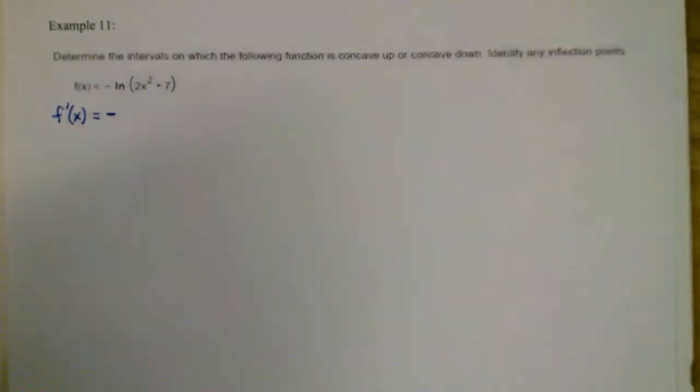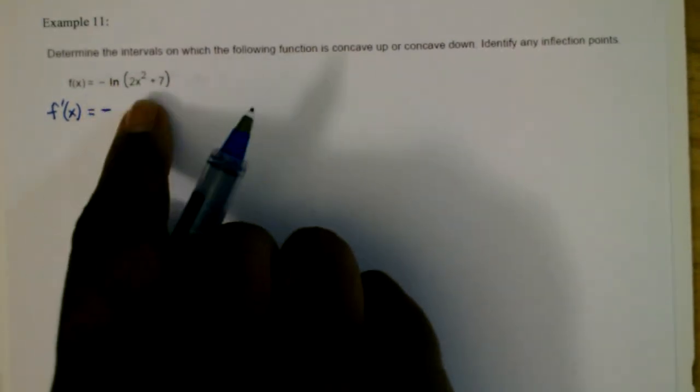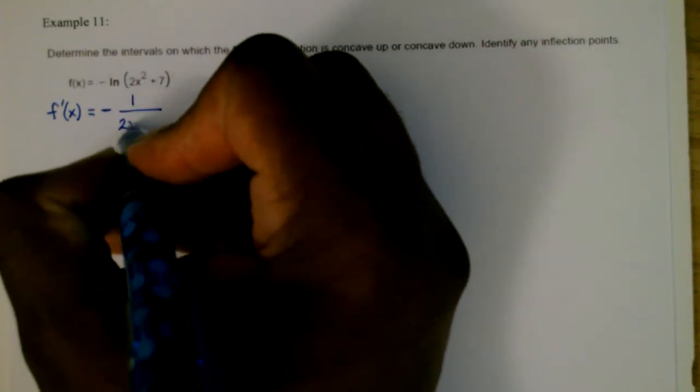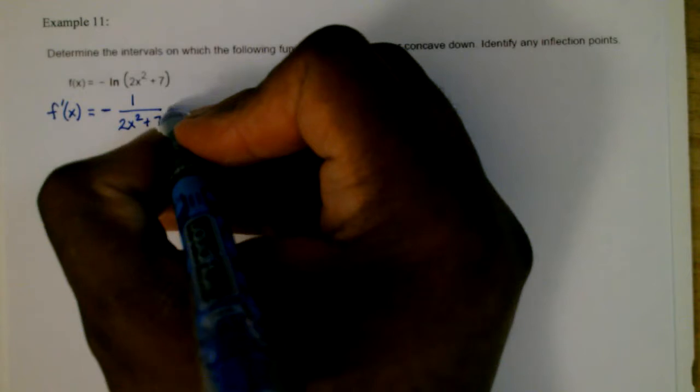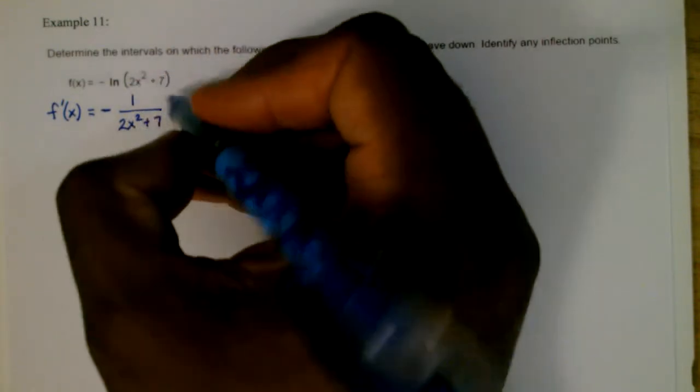Now let's find the first derivative here, f prime of x. And it's going to be negative. With this, we have to apply the chain rule. Also, the derivative of the natural log of anything would be 1 over whatever that is times its inside derivative. So the derivative of negative, I'm bringing down the negative, the derivative of ln of 2x squared plus 7 will be 1 over 2x squared plus 7. And then that's multiplied by the inside derivative. The derivative of 2x squared plus 7 will be 4x.